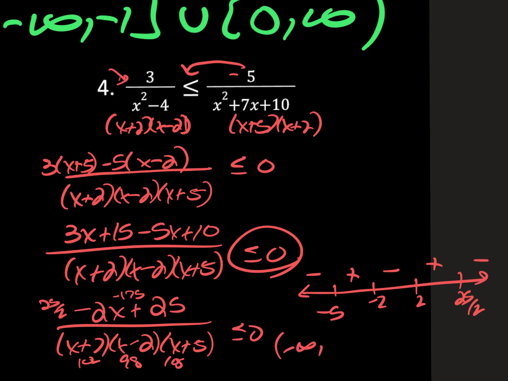One is from negative infinity to -5, the bracket. The other one is between -2 and 2 with brackets. And the last one is from 25 halves to infinity. It's a lot of stuff.